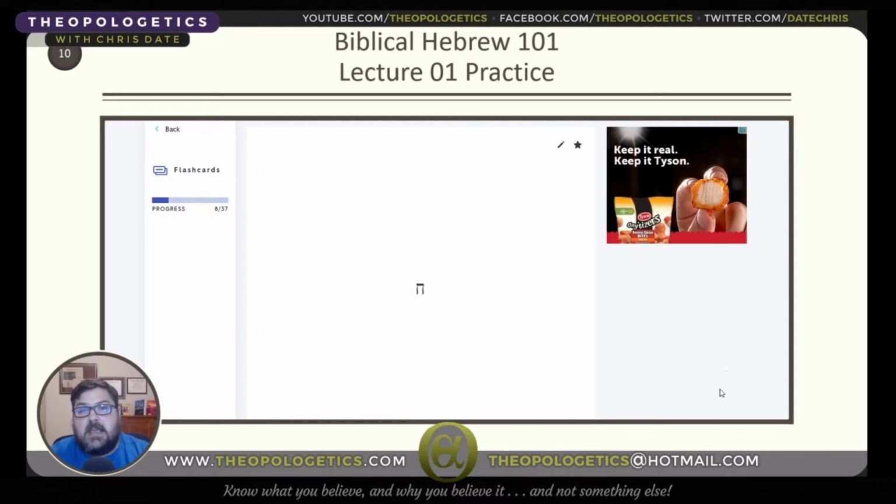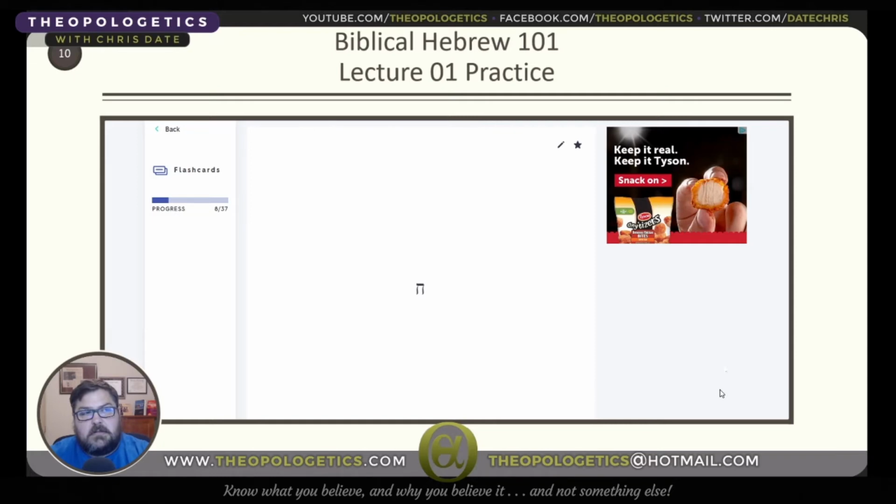This is not the hey. It looks very similar. We already saw the hey earlier in the flashcards. But the difference is that the hey had a break, a space between the left leg and the top, whereas this letter does not. And this letter is chet.